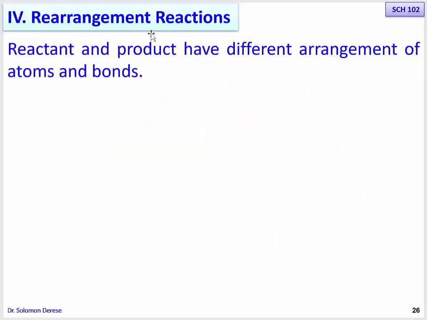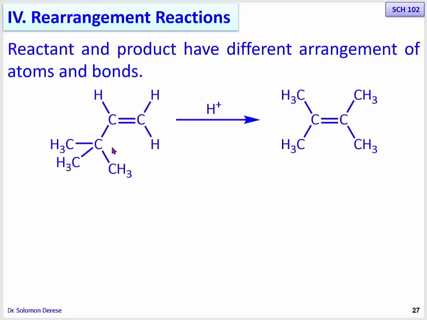Rearrangement reaction, as the name implies, the products are rearranged forms of the reactant. So for example, when you treat this alkene with an acid, it rearranges to give this other alkene. For some reason, this must be more stable than this. That's why this is transformed into this. But when you look at them, both of them are alkenes with carbon-carbon double bonds.